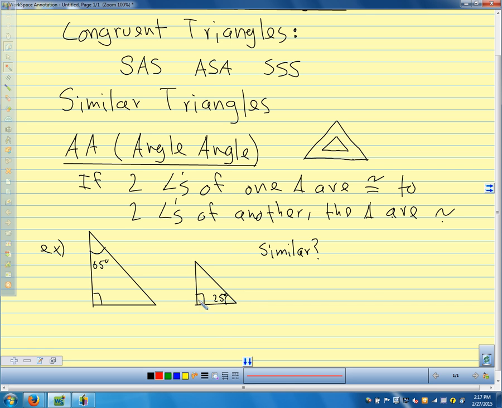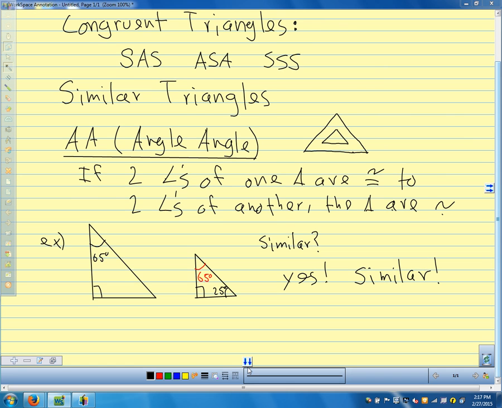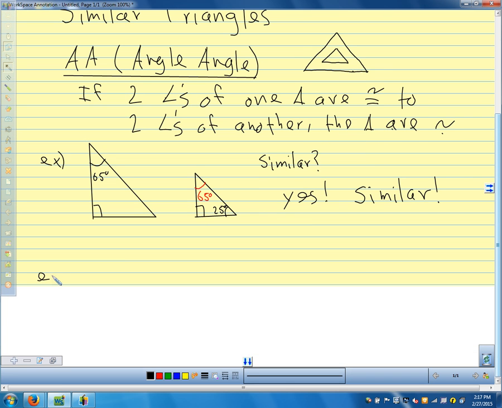Smaller one? So 90 and 25 is 115. So what does that leave for this one? 65 degrees. So are these 2 triangles similar? Yes, because we have a 90 and a 65 and a 90 and a 65. So that would be yes, similar.